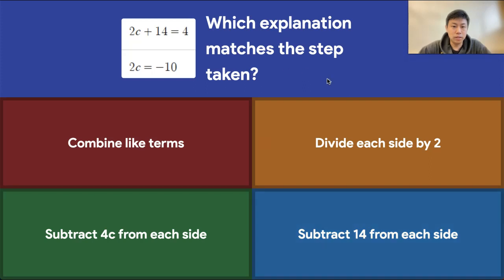All right. Two-step equation. What happens between the first line and second line? Only a 2c remains, right? You have a 2c plus 14, which means we must have gotten rid of the 14. So if I'm adding 14 here, we probably have to subtract 14 from both sides. So that's subtract 4c. We don't want that. Subtract 14 from each side.